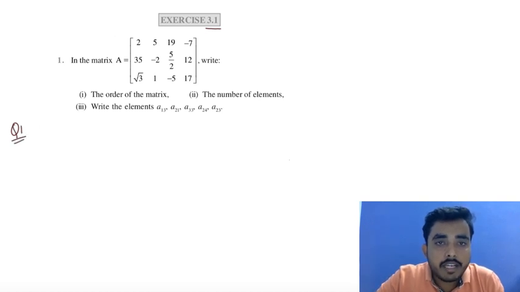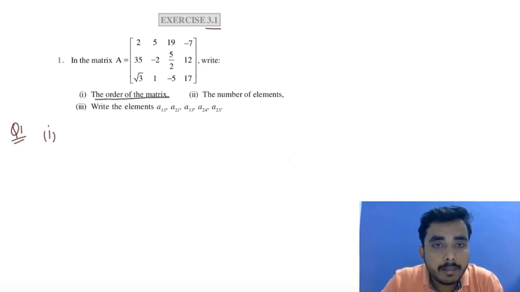In this question we are given a matrix. Now the first part is asking us the order of the matrix. What do we have to tell in the first part? The order of the matrix. What is the order of the matrix? Number of rows into columns.